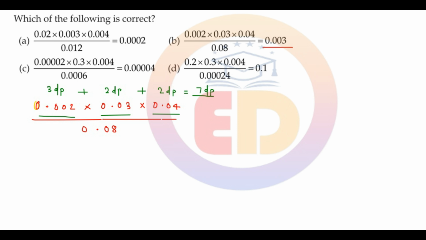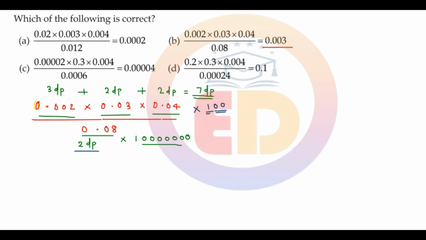Now if I want to remove the decimal places of the numerator, I have to multiply the denominator by 1 followed by the same number of zeros. Now why these zeros? Because the numerator has that many decimal places, so in the denominator I will multiply after 1 the zeros. And I see that the denominator 0.08 has 2 decimal places, and if I want to remove the decimal places of the denominator, I have to multiply the numerator by 1 followed by 2 zeros, because there are 2 decimal places in the denominator. So I'll multiply the numerator by 1 followed by 2 zeros.